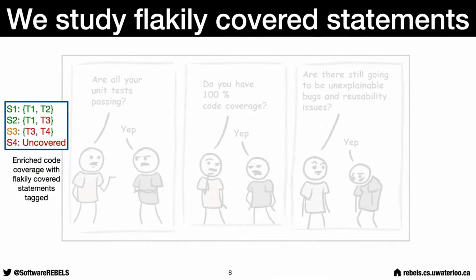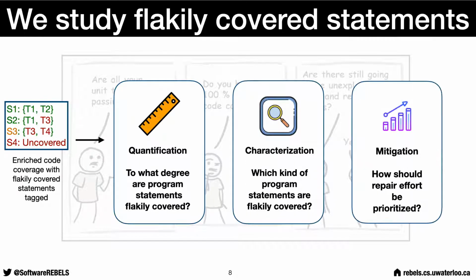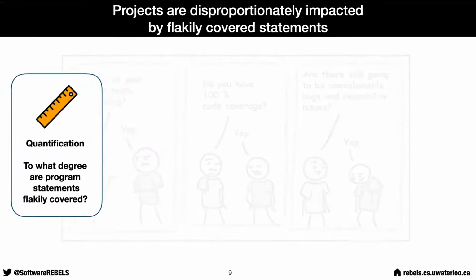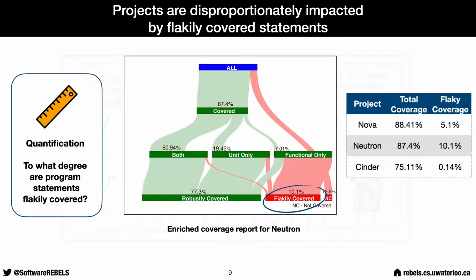Now that we have tagged the flakily covered statements, we study these statements with 3 objectives in mind: to quantify, to characterize, and to mitigate. Let's look at quantification. To what degree are program statements flakily covered? Here's the split for the Neutron project. We can see that about 10% of statements were flakily covered. We observed between less than 1% to 10% of flakily covered statements across the projects we studied.